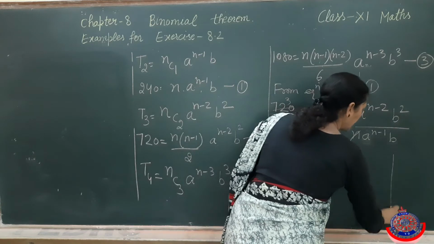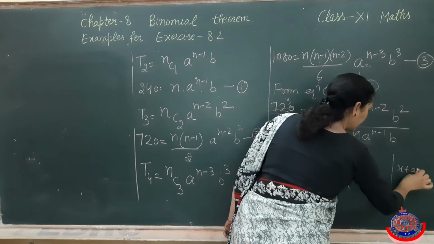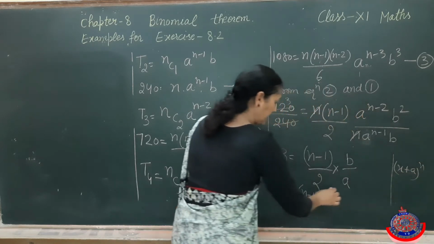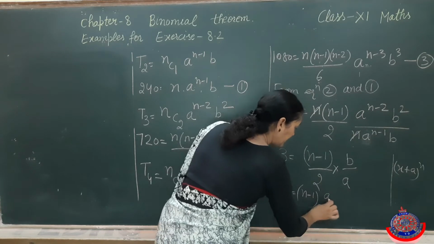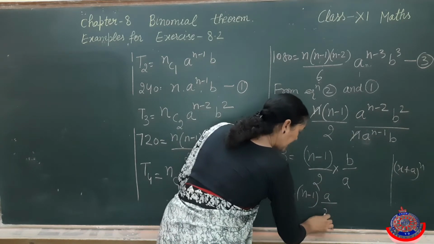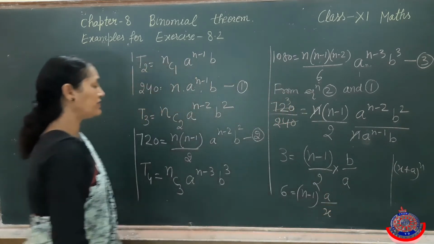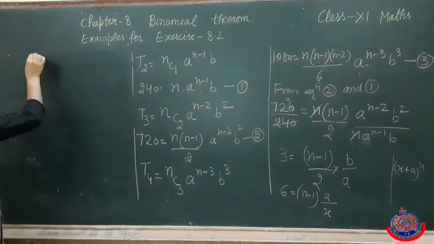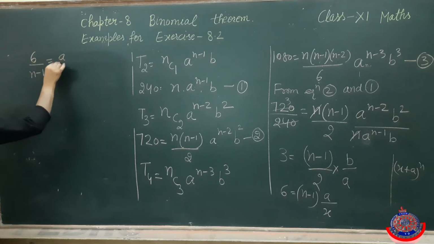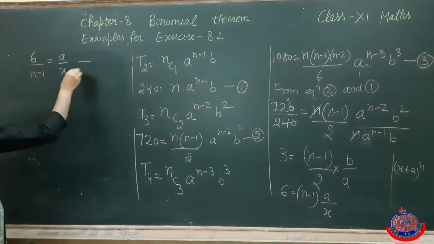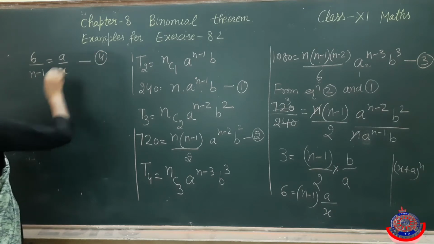According to the question, b is a and a is x. Shifted here, 6 upon n minus 1. The expression they have given us is x plus a, so in place of b, a will come, and in place of a, x will come. That means we have 6 upon (n minus 1) equals a upon x. Let it be the fourth equation.